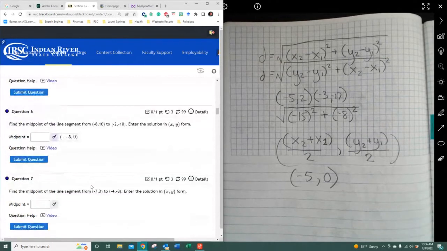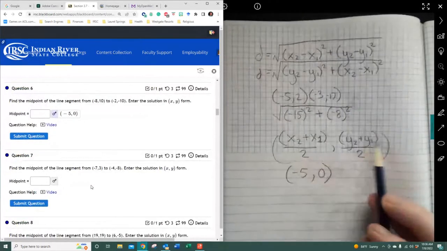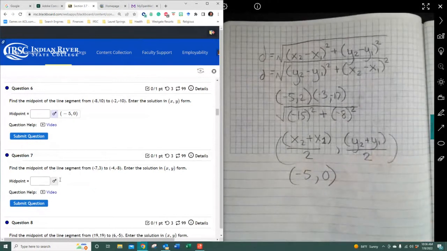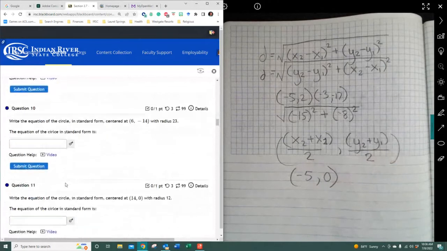I'm not going to do any more of those midpoint formulas. You can figure that out. So it's just add your x's together, divide by 2, add your y's together, divide by 2, and there's your answer. Okay? Really simple formula. And there are quite a few questions on that.